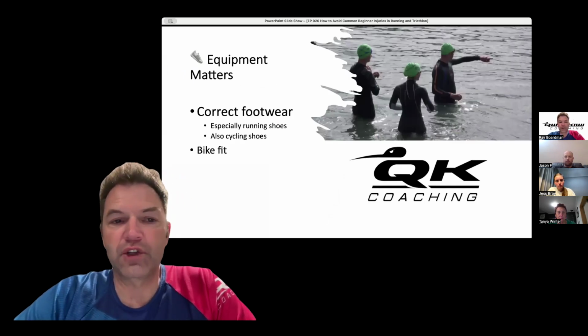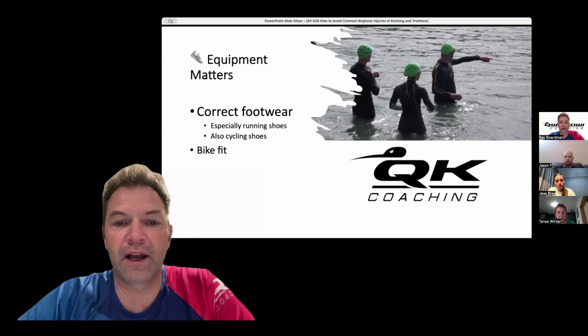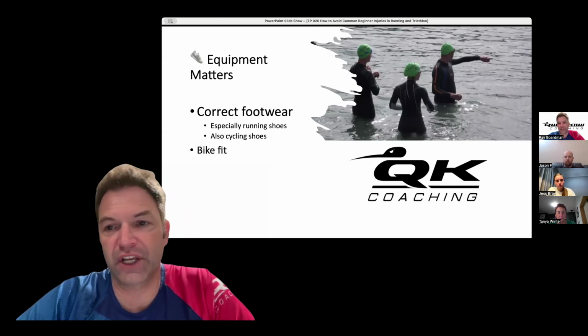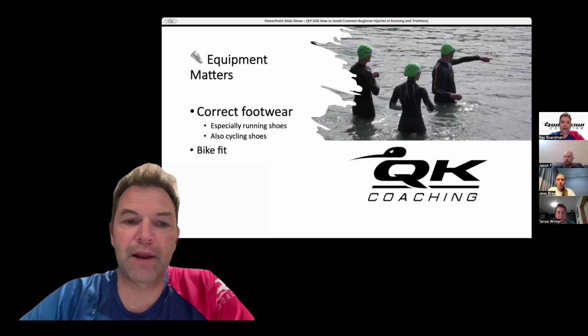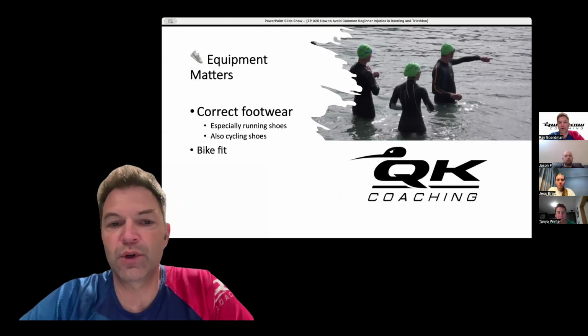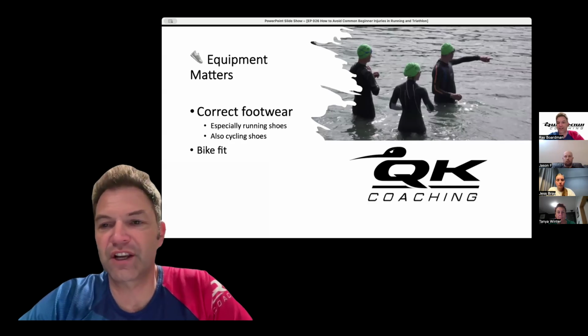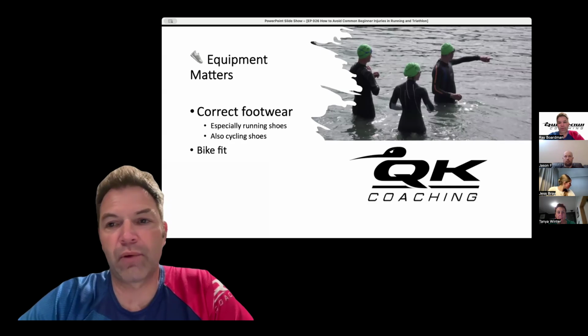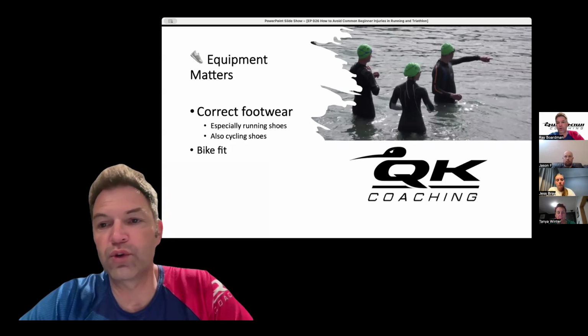When it comes to avoiding injuries, equipment matters massively. Correct footwear is very important, particularly for running. Cycling, yes, it's also important, but not as critically so because you're not impacting the foot on the ground with each pedal stroke. It's just holding it in position. With the running shoes, I really recommend going to a quality or a specialist technical running store to get fitted appropriately for the most appropriate shoes for your foot type.